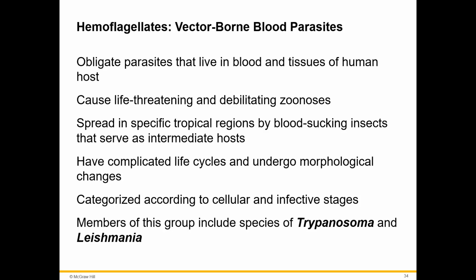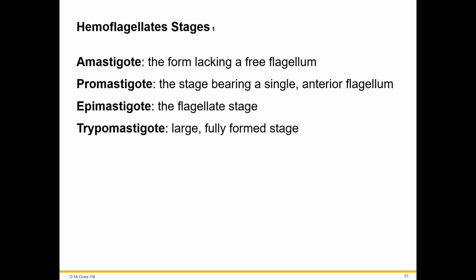And so these can be categorized according to their different cellular stages that are infective. Okay, and so from this group we have these different representatives such as Trypanosoma and Leishmania species. And these are nice terms to use when talking about different hemoflagellate parasites, okay? So we have the amastigote phase, okay? And so this is when it's in a form that lacks a flagellum, okay? Then we have promastigote, okay?